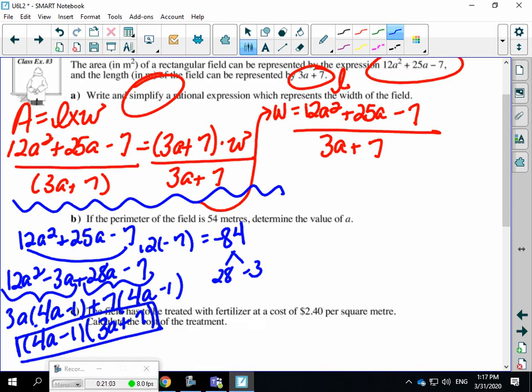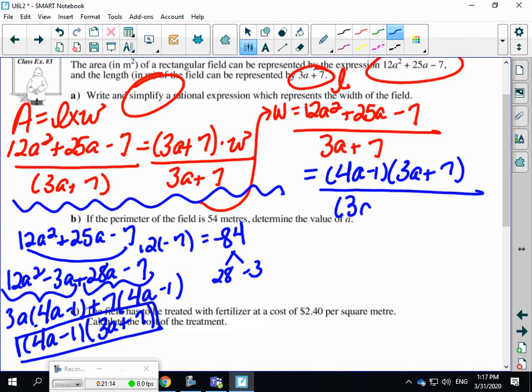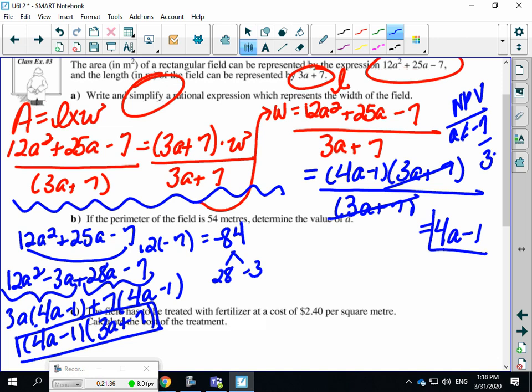Okay, so now I can put this back in the question, so this is going to be equal to 4a minus 1 times 3a plus 7, all divided by 3a plus 7. Okay, I've factored. Now what I want to do is state my NPV, or my restrictions. What can a not be equal to? So when I solve for a in the denominator, this works out to -7 over 3. Okay, can I cancel anything out? Yes, I can cancel out the 3a plus 7s, so we're simply left with just 4a minus 1. There's my expression to represent the width of the field.